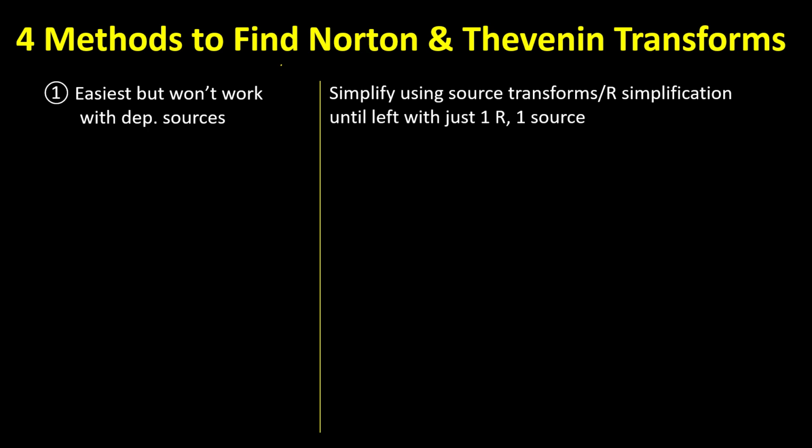So there are four fundamentally different ways to find Norton and Thevenin transforms. Here's the first. This is the easiest method, and it should be the first method that you attempt, but it won't work with dependent sources. Since a Norton or a Thevenin is just a single source combined with a single resistor, if you've got a circuit that you can simplify through successive transforms, that's the method you should use.